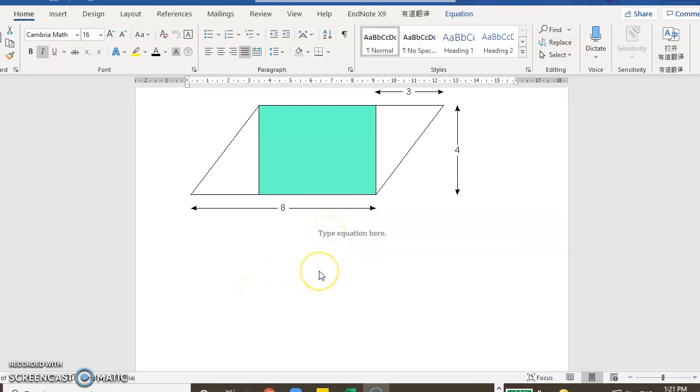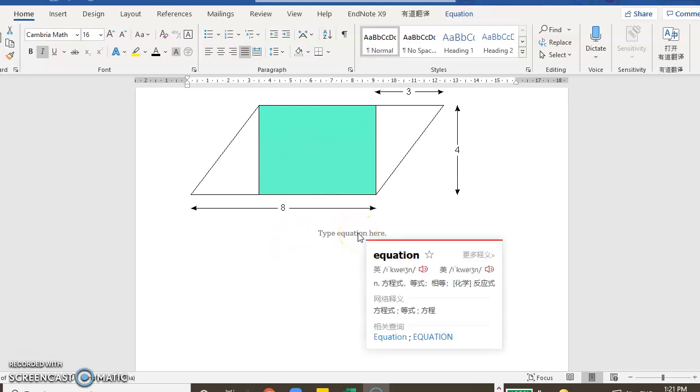Good afternoon, students. Today in this short lesson, I'll be going through this question for you. So please watch my step-by-step solution and try to remember the way to do it.